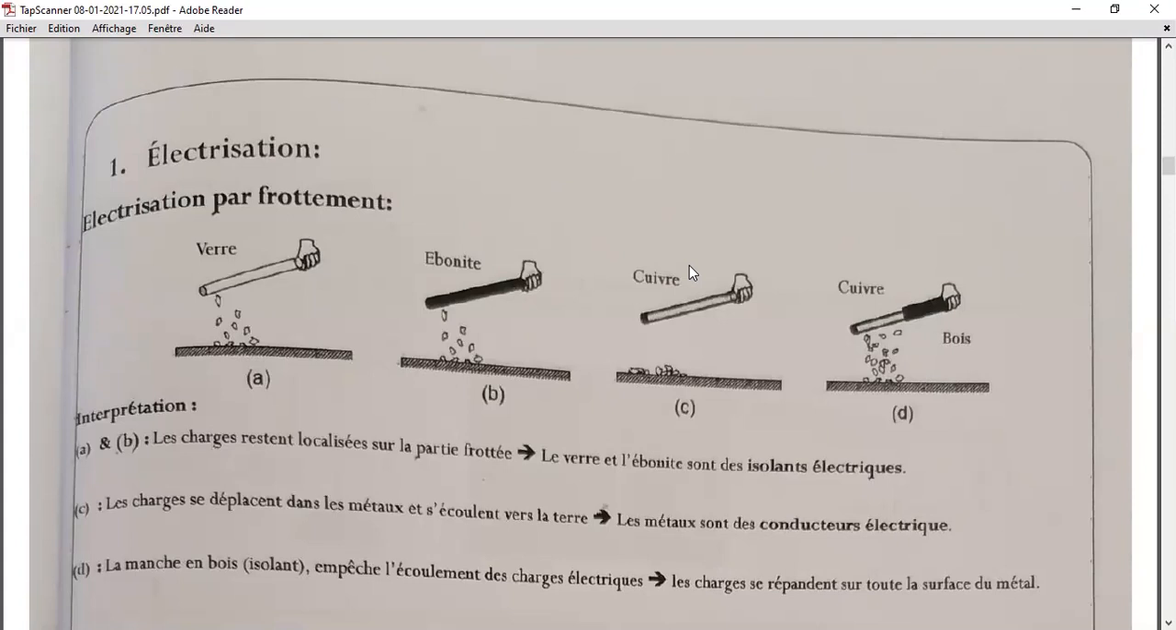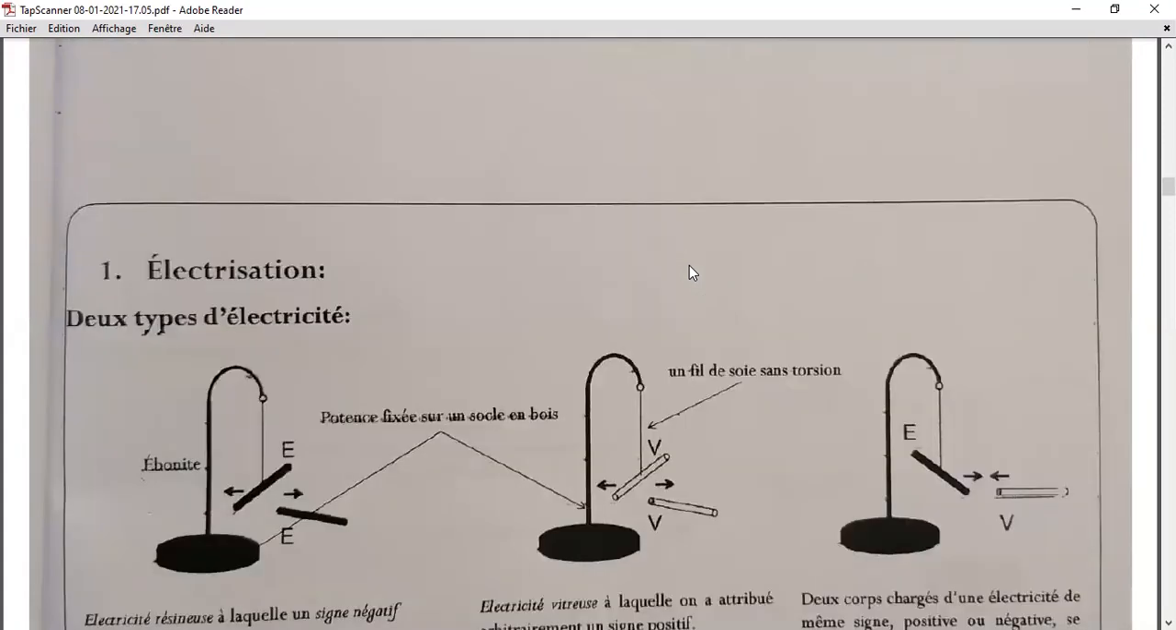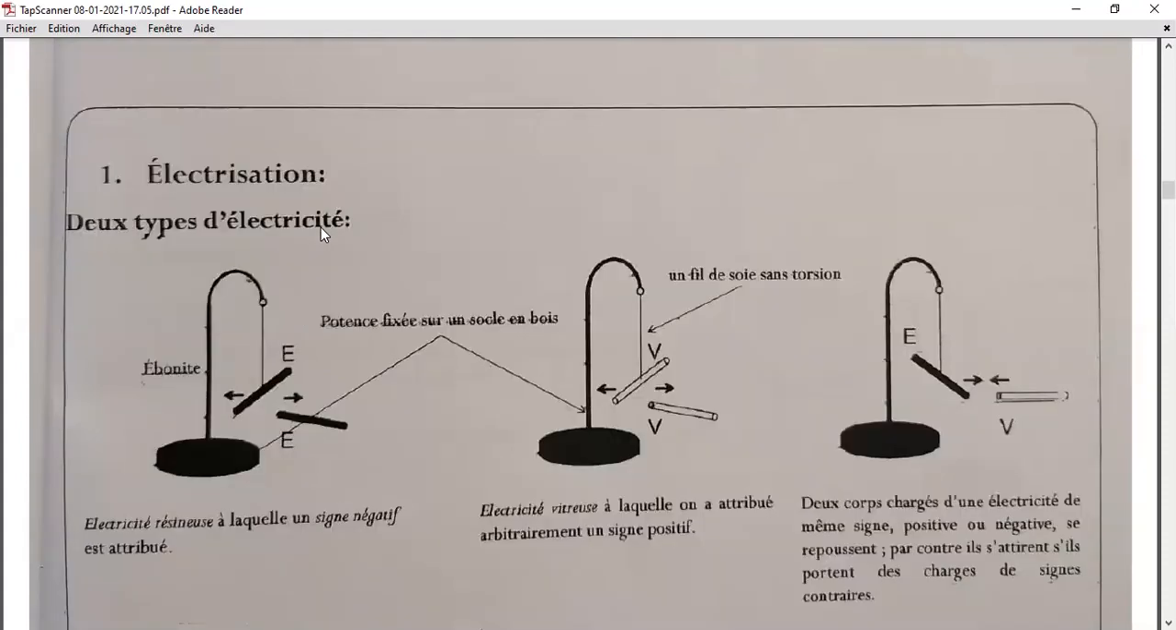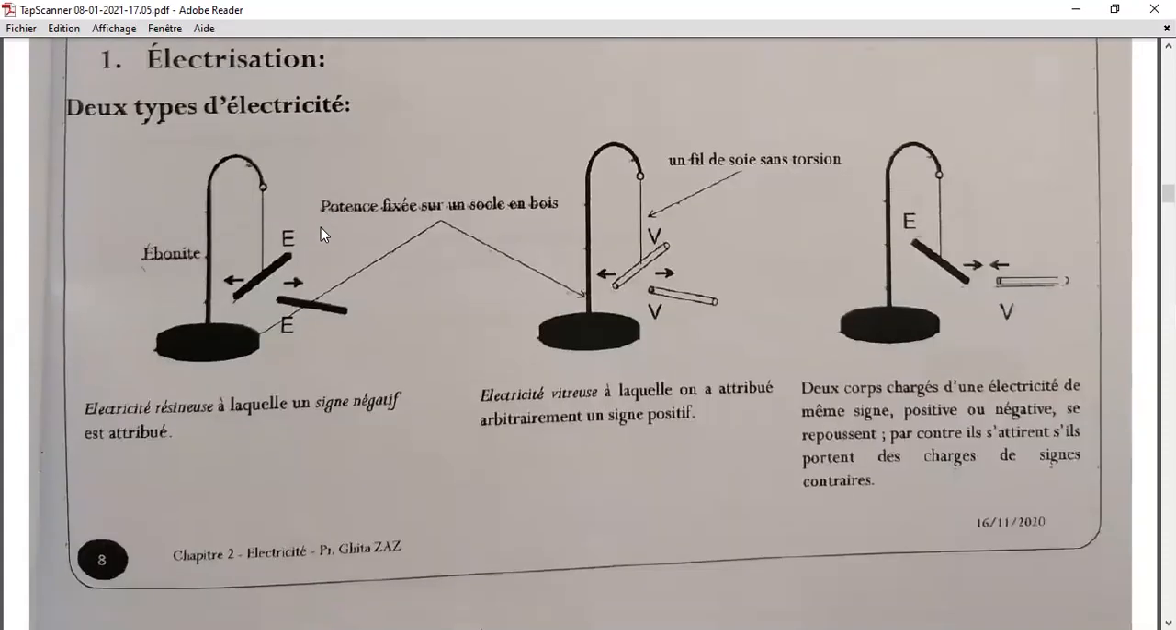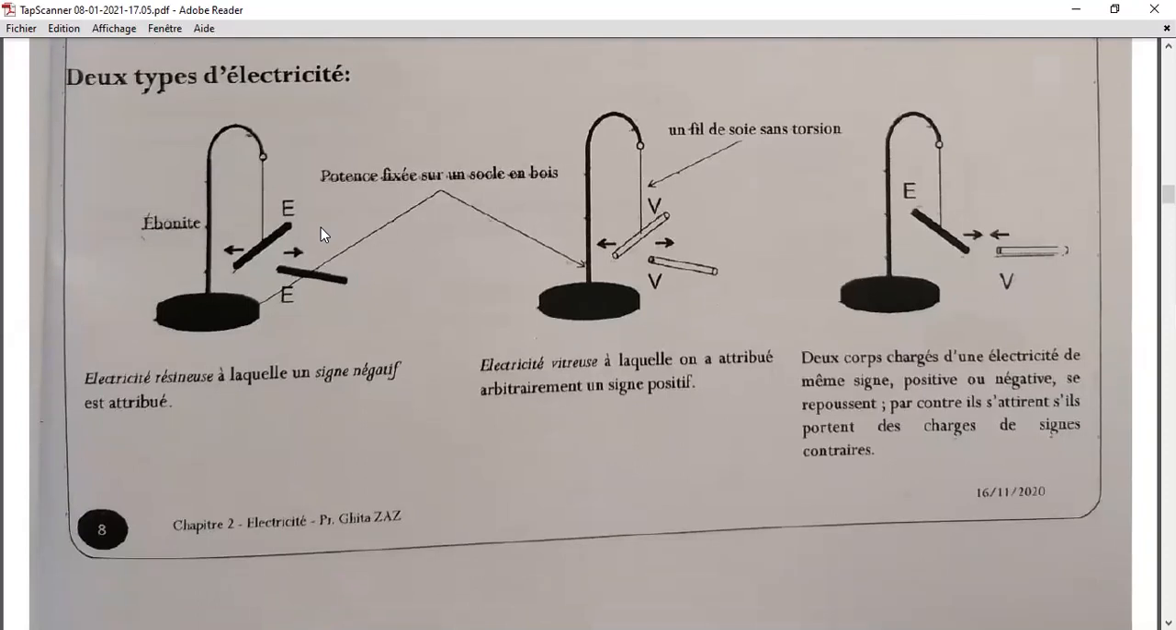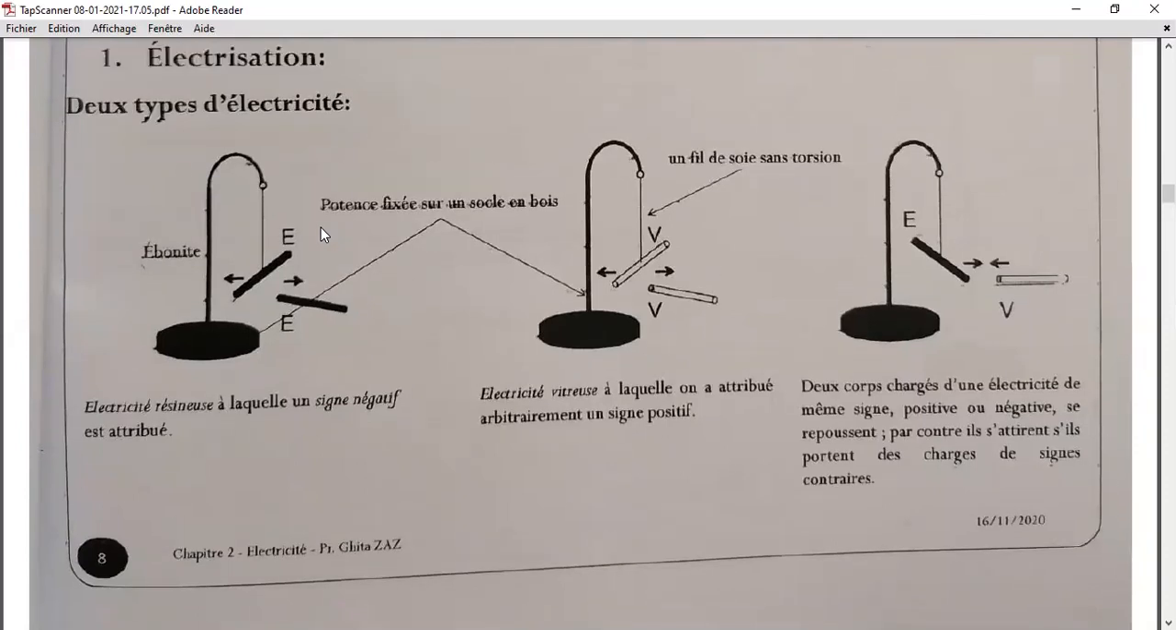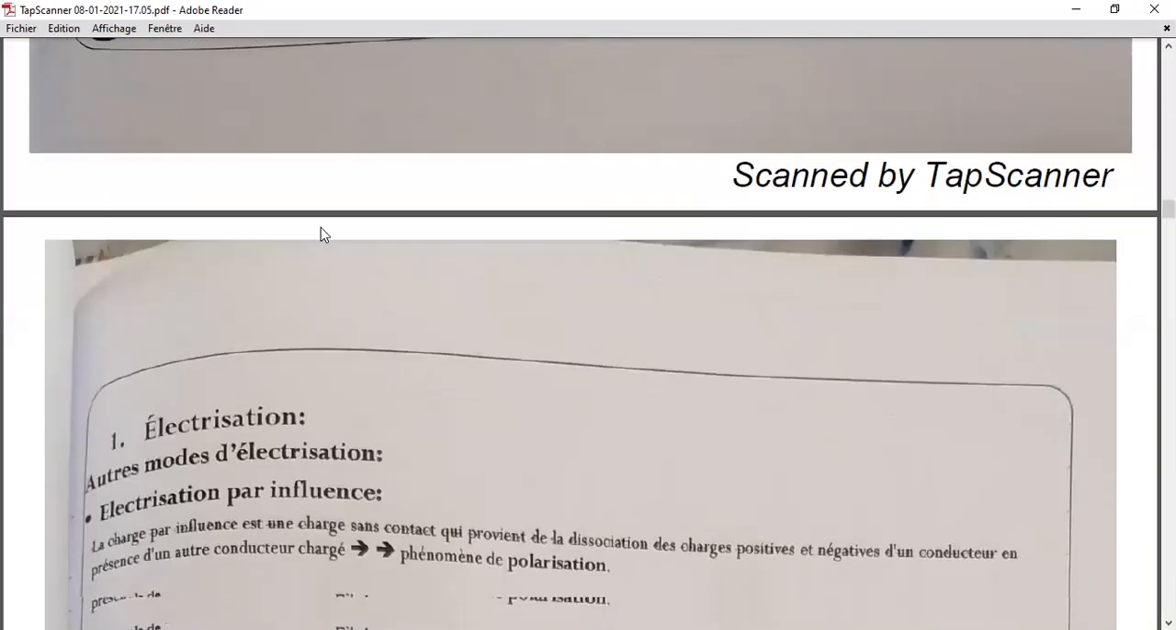So from there we see that we can define two types of electricity. So we see here that we have two types of electricity.